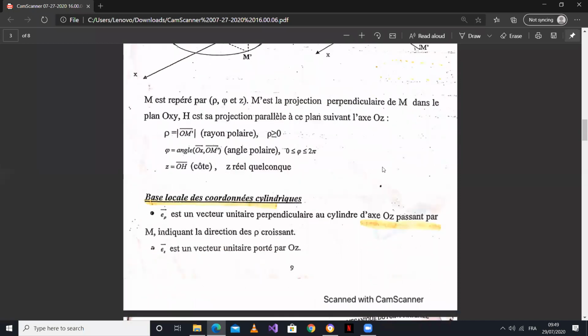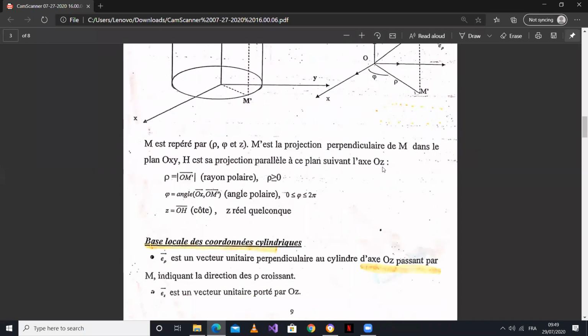Is that clear up to this point before we look at the base locale, the coordonnées cylindriques?